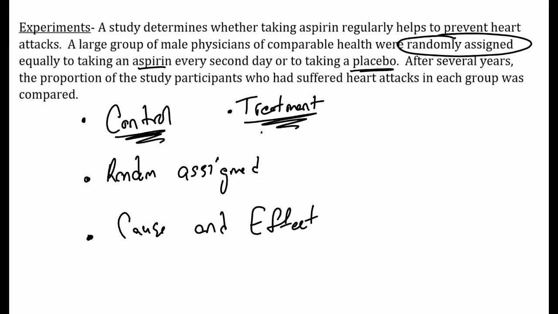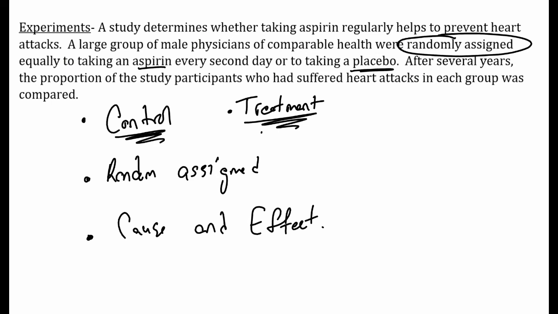So at the end of the experiment, after they collect the data, administer the aspirin to people, and then do some statistics, they can actually conclude at the end of the experiment, because it was designed properly, that taking the aspirin caused the number of them to have heart attacks to decrease. So they can say the aspirin had this effect because it was an experiment. Whereas our surveys and our observational studies didn't have that cause and effect.